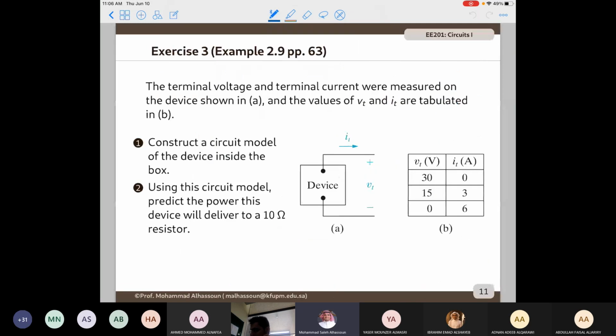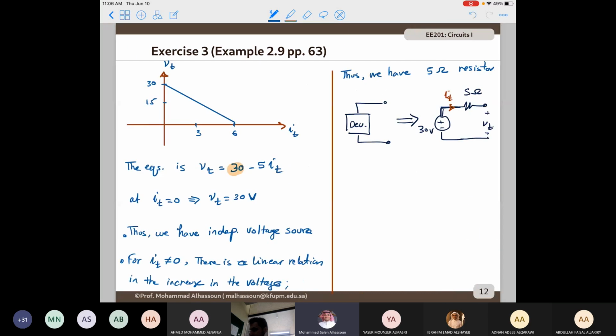Very good. So part 2 is asking us to predict the power this device will deliver to a 10 ohm resistor. Yasser? Yes, the first thing is to draw the circuit. We have a 10 ohm resistor. So what will be the power delivered to that? Now we need to use KVL on this loop. It is a single loop. Exactly.